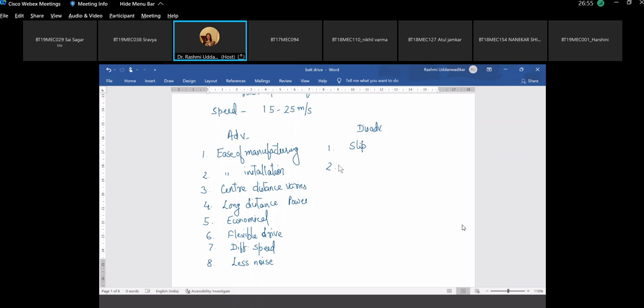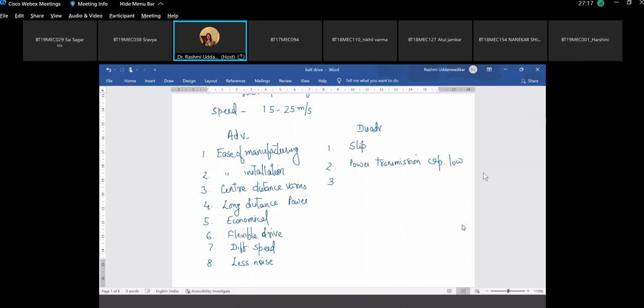because of which it is not that the efficiency is low, but the power transmission capacity is small as compared to gear drive. Power transmission capacity is less.